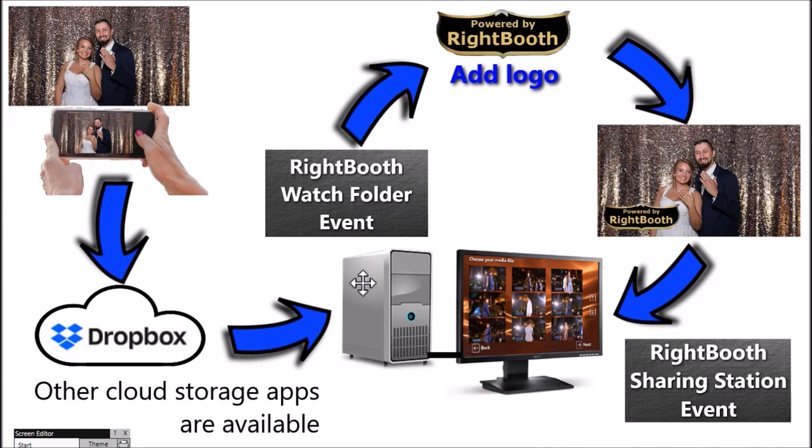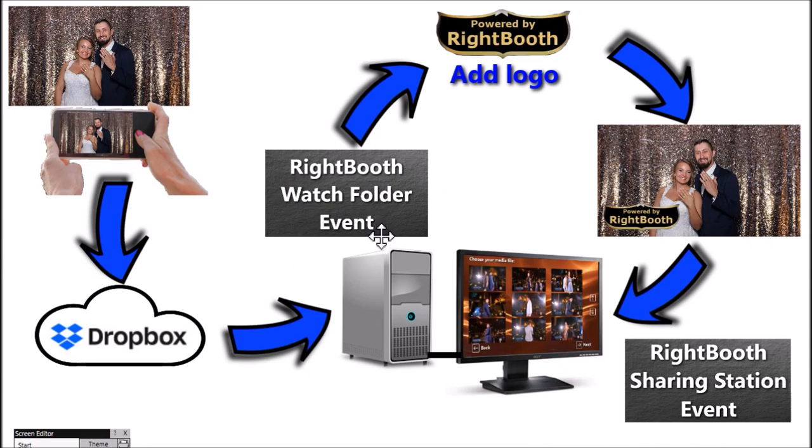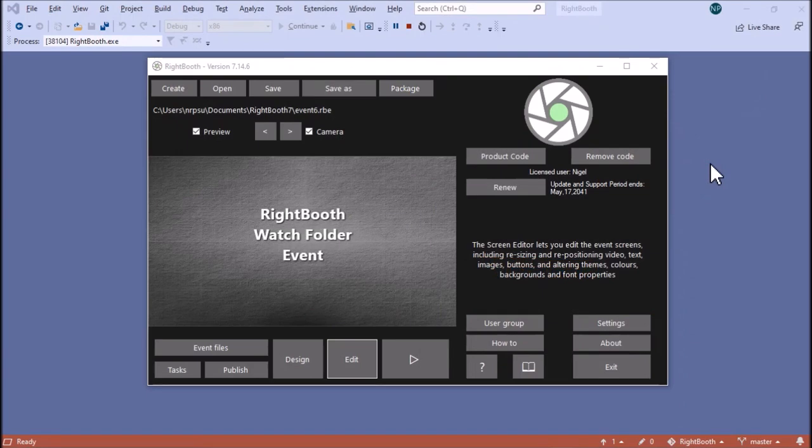It can monitor the Dropbox folder on the computer, and each time a photo arrives in that folder, it will automatically add the logo and then pass it on to a sharing station event. So I'm not going to be explaining how to use Dropbox. There are plenty of videos out there that do that, but I will explain how this watch folder event works. Okay, so the first thing I will do is show you how the watch folder event works in this situation.